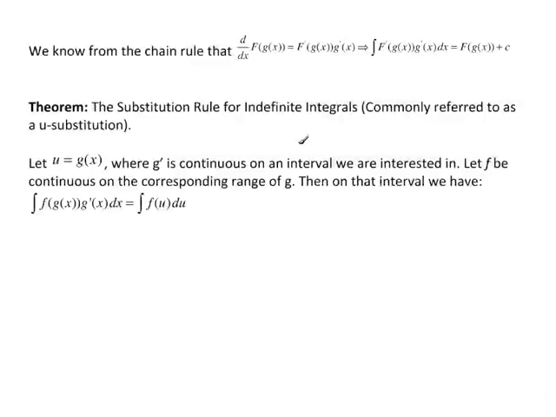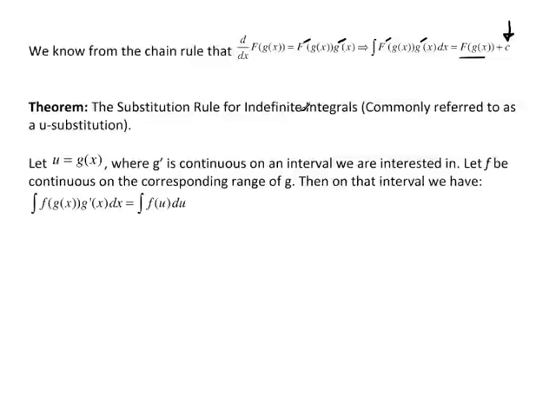So let's start off with defining what this u substitution is actually all about. We know from the chain rule that if I take the derivative of f composed of g, so f of g of x, that's going to be equal to f prime of g of x times g prime of x. So if I take the integral of f prime of g of x times g prime of x dx, that's going to bring me back to f of g of x plus that constant of integration.